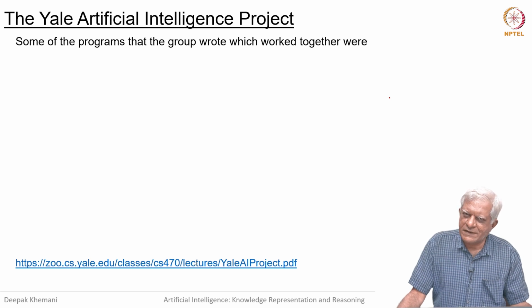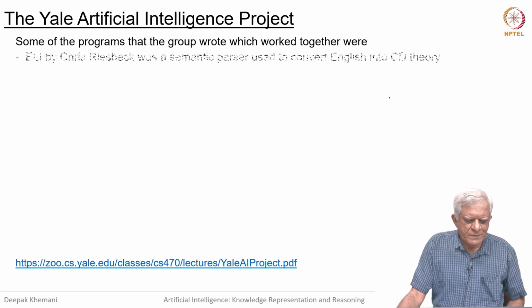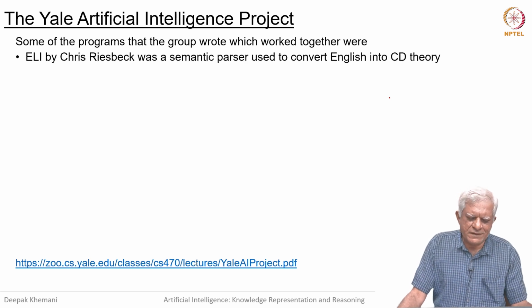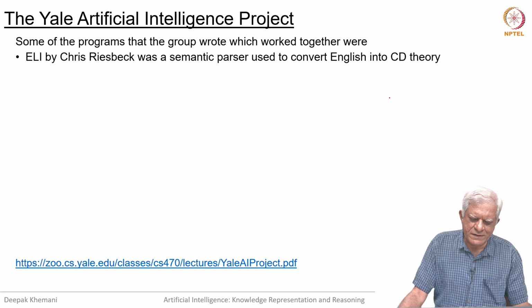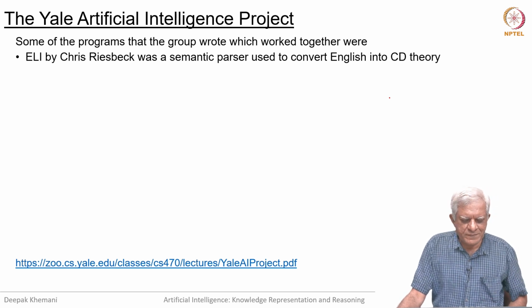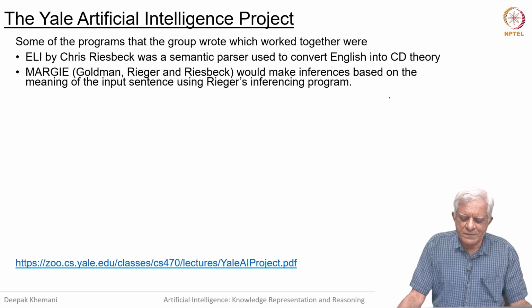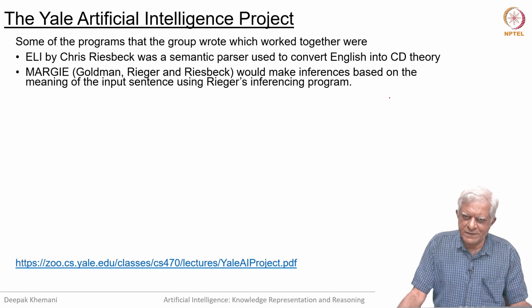Now, this group was very active in the mid 70s and early 80s, or up to mid 80s one might say, and some of the programs that this group wrote were as follows. There was a program called ELI, English Language Interpreter, by Riesbeck, a semantic parser used to convert English into CD theory. One of the earliest programs they wrote was called Margie, written by the group working with Chang, which would make inferences based on the meaning of input sentences using Chuck Rieger's inferencing program.